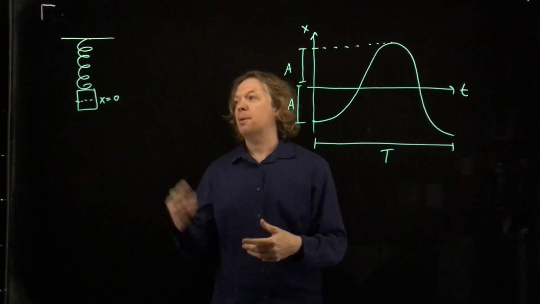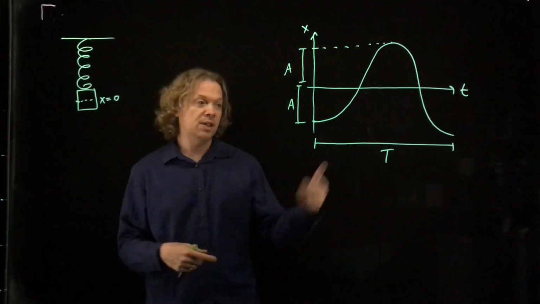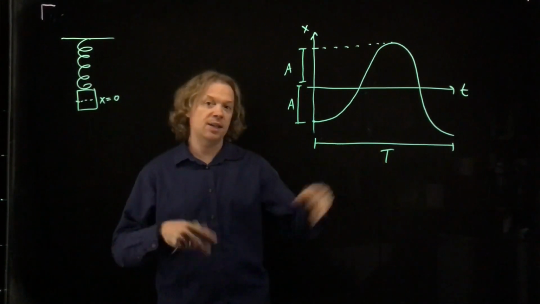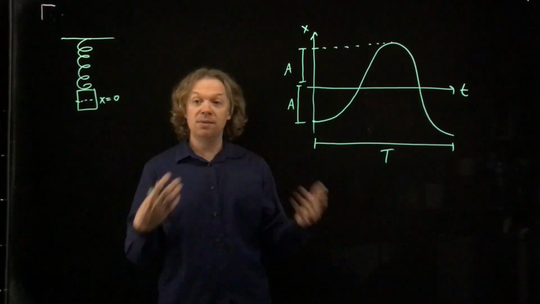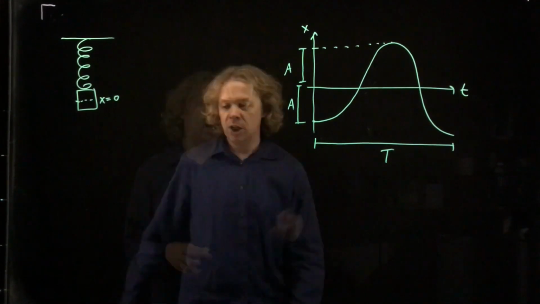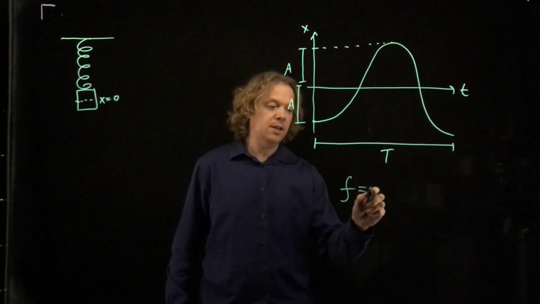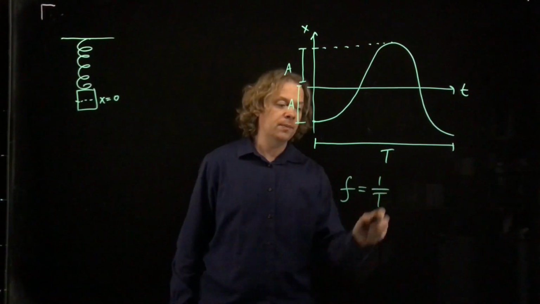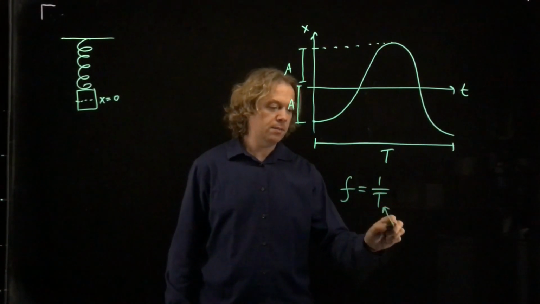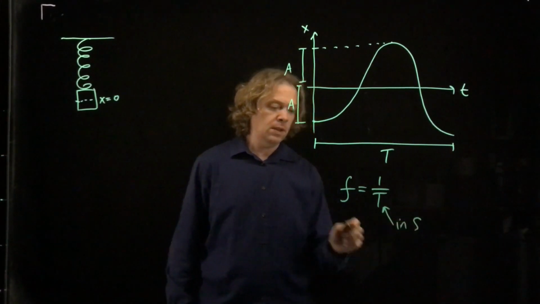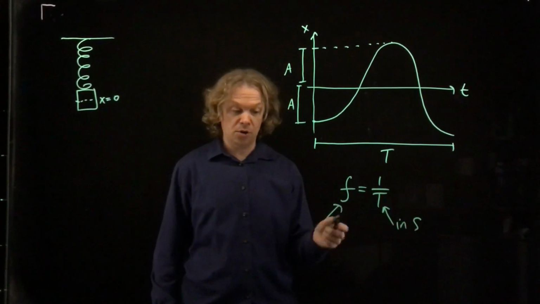More usual is to talk about the frequency of this thing. So the frequency is the inverse of the period, meaning if the period is like it takes 10 seconds for something to happen, the inverse of that is the frequency. That's how often it happens. We will usually call that f for frequency, and it is 1 over the time. So if the time is measured in seconds, then the frequency is inverse seconds. Those are hertz.